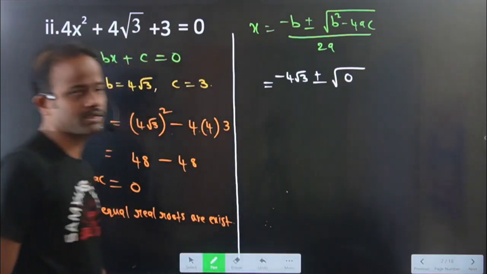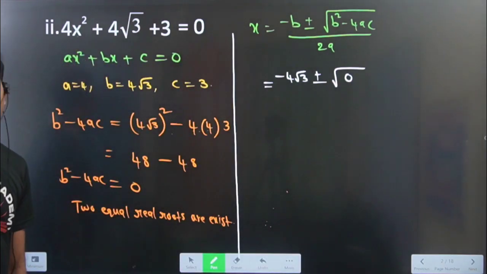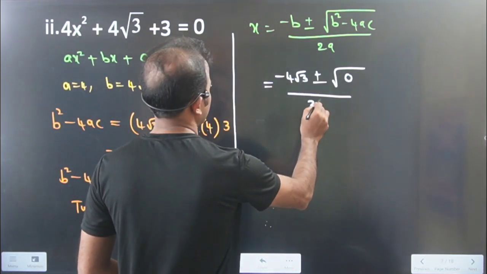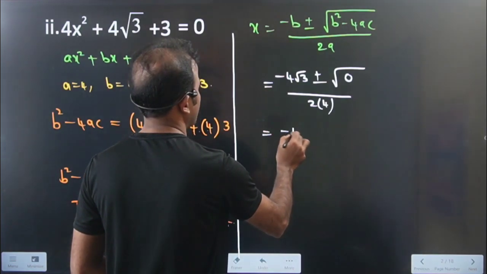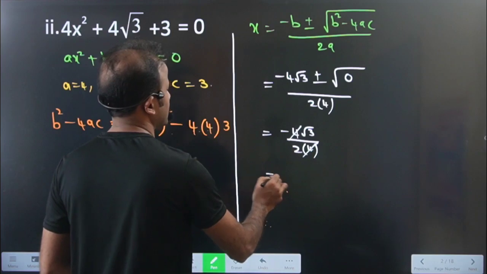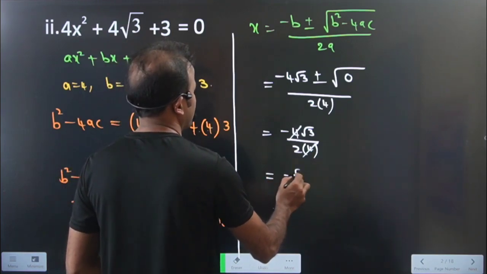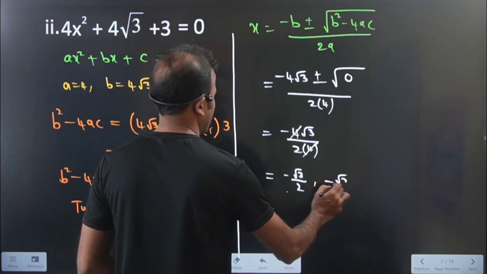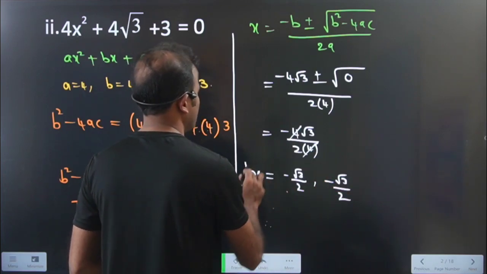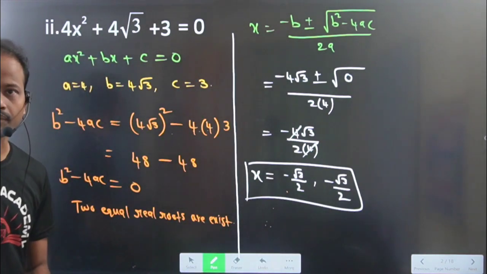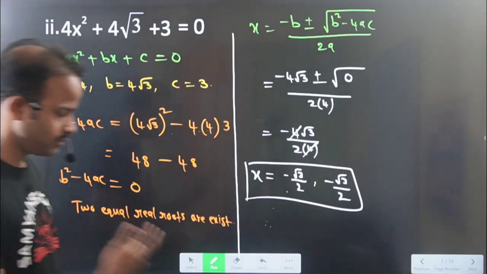b square minus 4ac we got as how much here? 0. Okay, by 2a. 2 into a is 2 into 4. So we can write minus 4 root 3 by 2 into 4. Here 4 gets cancelled. Answer is minus root 3 by 2, and one more minus root 3 by 2 will come. Okay, minus root 3 by 2. Here two equal real roots exist for this expression. Okay, is it clear everyone? Then move on to the next question.